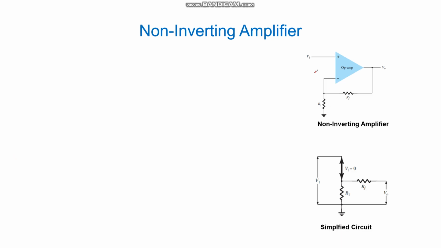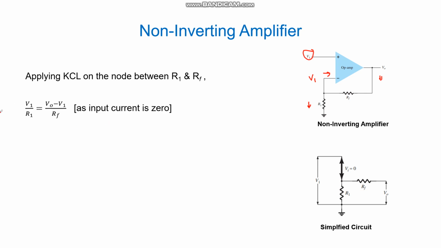This is a circuit of a non-inverting amplifier. Here the positive terminal is connected to the V1 voltage source, so the voltage on the negative terminal will be V1. Here the input terminal current is 0, so if we apply KCL on the node between R1 and RF, this current will be equal to this current. This gives us a simple equation, and by simplifying this equation, we can get the expression for the gain, which is equal to 1 plus RF divided by R1.